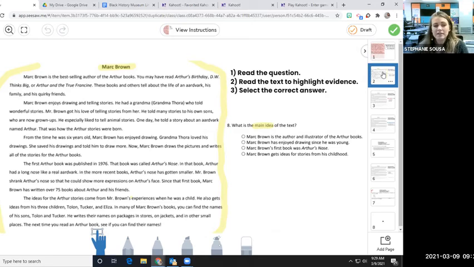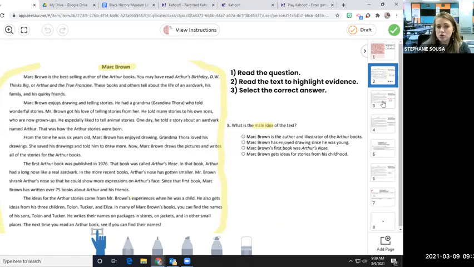All right, we are practicing our nonfiction skills today. So this is a nonfiction text. This text is about an author and illustrator that you may know. His name is Mark Brown, and he created the Arthur books and the Arthur PBS show. So if you've ever seen Arthur, this is who created that, okay? So you're going to read about Mark Brown today. You are going to answer questions about the Mark Brown passage, all right?